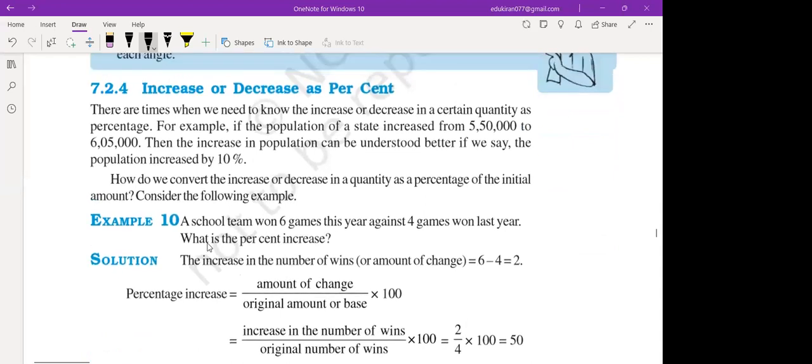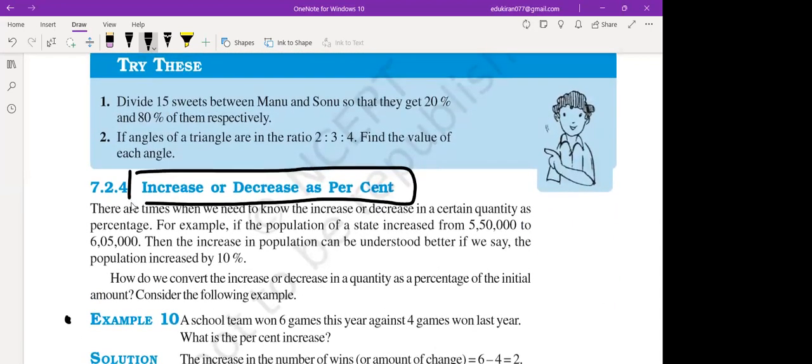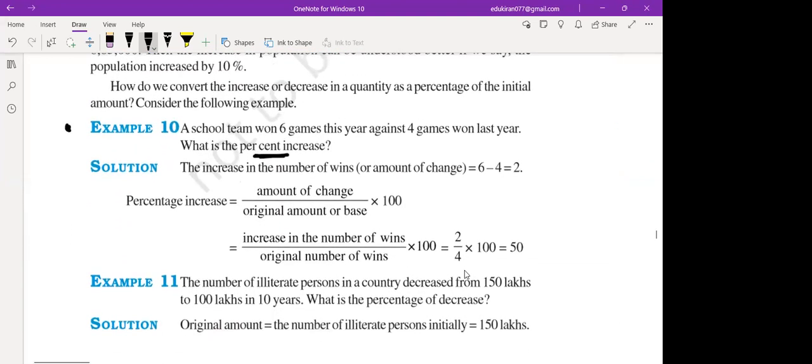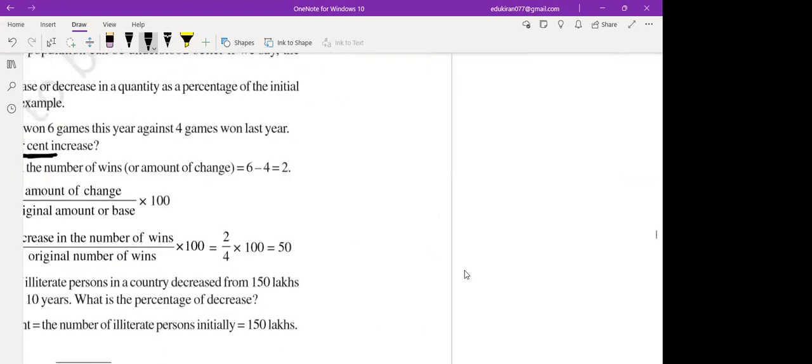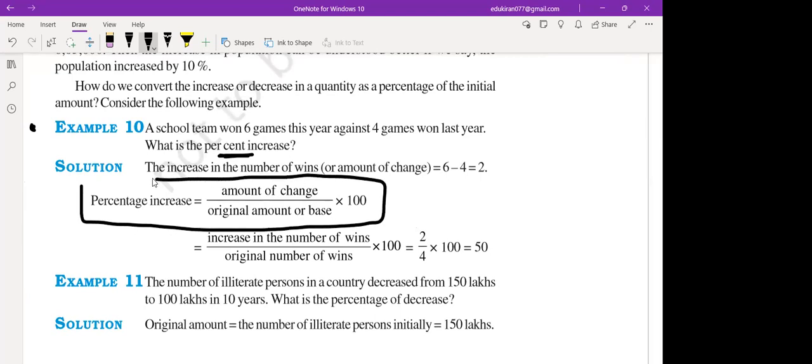The next question is basically increase or decrease as percent. The school team won 6 games this year against 4 games won last year. You have to find the percentage of increase. First of all, you should know that whenever you have to find the percentage of increase, this is the formula. Everybody will note down this formula in their notebooks. Percentage of increase is amount of change divided by original amount, multiplied by 100. Quickly note it down.